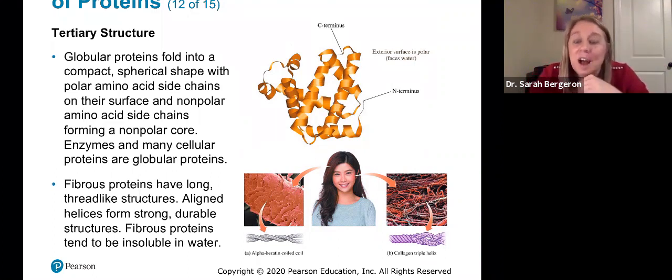Same thing in collagen. So our skin looks nice and beautiful and healthy because we have lots of collagen, but as we get older, we don't make as much collagen. And so that's why we end up having wrinkles and things like that.